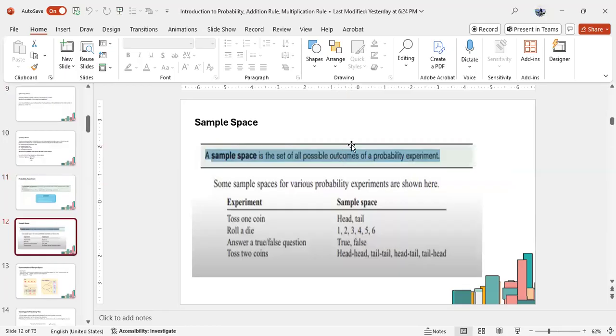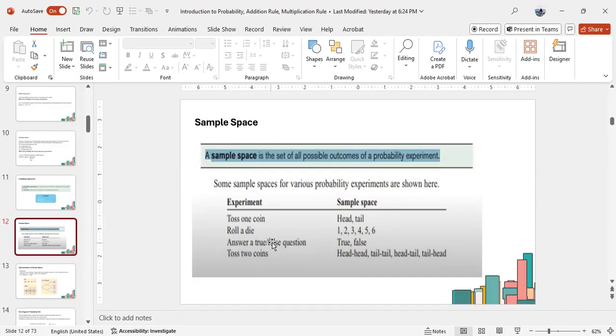Moving forward to sample space. A sample space is a set of all possible outcomes of a probability experiment. Here are some different examples. Here is the experiment and here we have the sample space. Whenever we toss one coin, there are two possible outcomes. Either the coin will land on head or on tail. Whenever we roll a dice, it can show 1, 2, 3, 4, 5, and 6. So that will be its sample space.